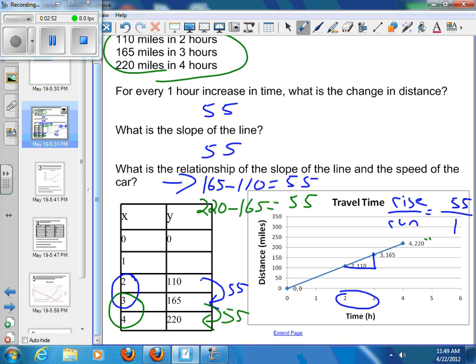So what is the relationship between slope and speed? Well, they are in fact one and the same. Our rate, when you're looking at a word problem, our rate in the word problem is always the slope of the line we're talking about. So when we're talking about 55 miles per hour, we're also talking about a slope of 55 on our graph.